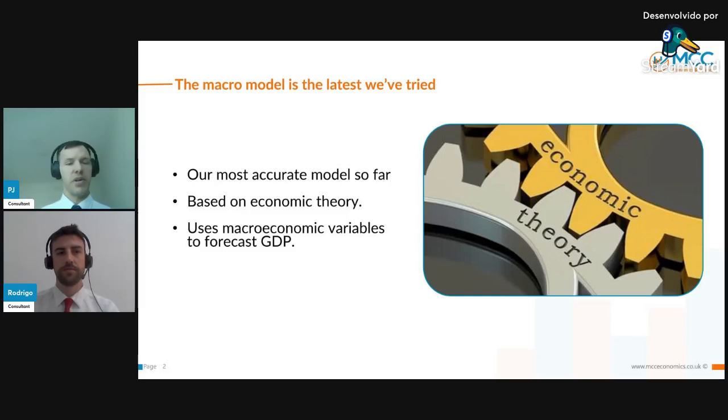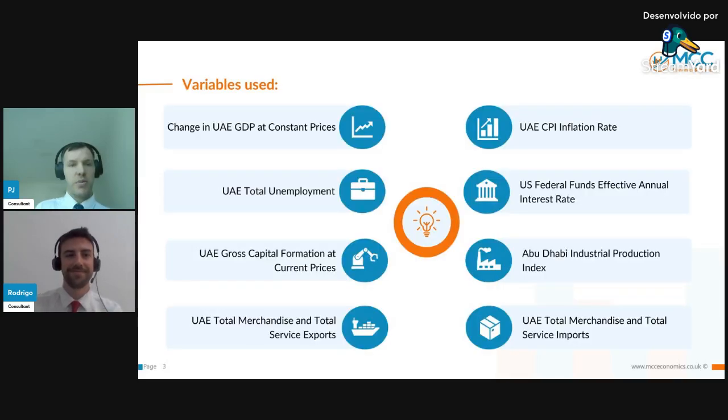We did a lot of academic research to come up with these variables, and we did a lot of data searching, data cleaning, data harmonization to be able to prepare these variables to create this model. And so I'll just hand over to Rodrigo for the following slide to take you through some of the variables that we used for the macro model.